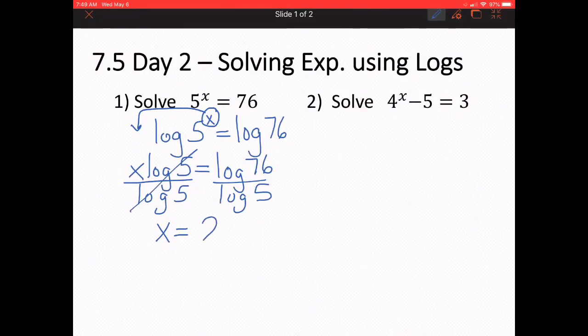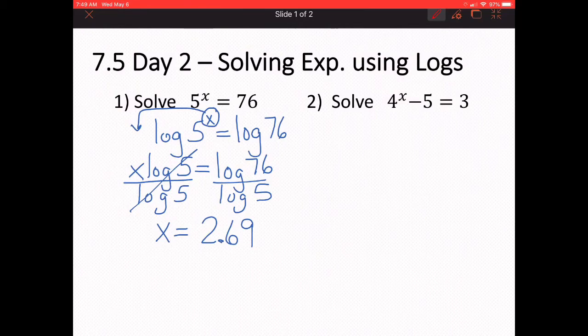So x equals 2.69, and we knew that it was going to be something between 2 and 3 because 5 squared was 25 and 5 to the third was 125. And you can plug it back in to make sure you get approximately 76. It won't be exact because we rounded, but it will be very close. All right, let's try example 2.